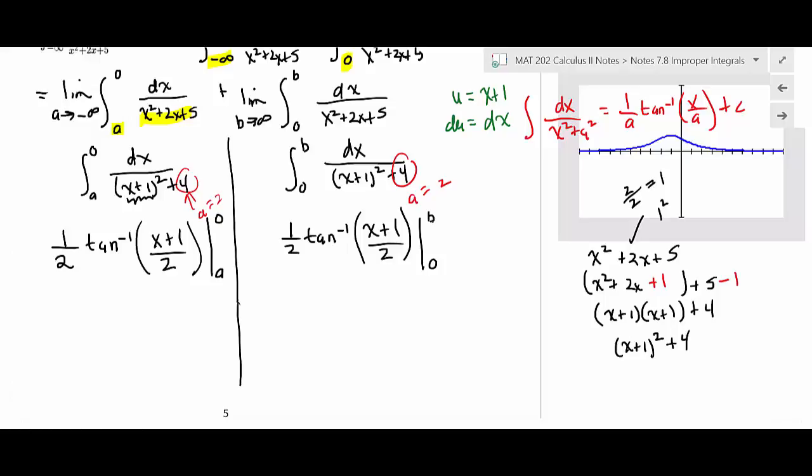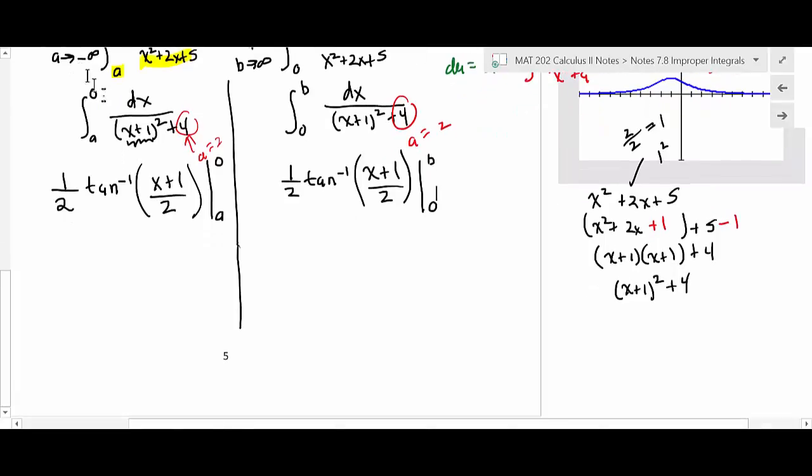Okay. So now what we need to do is crunch all this out. And this one's going to take a little bit of work. So first of all, when we're doing this one, and then we're going to do the limit, I'm just going to write this as 1/2. Then I'm going to plug in the limit. So I'm going to have inverse tangent. If you plug in a 0, you have inverse tangent of 1/2, and then minus inverse tangent of a plus 1 over 2. Okay, like that.